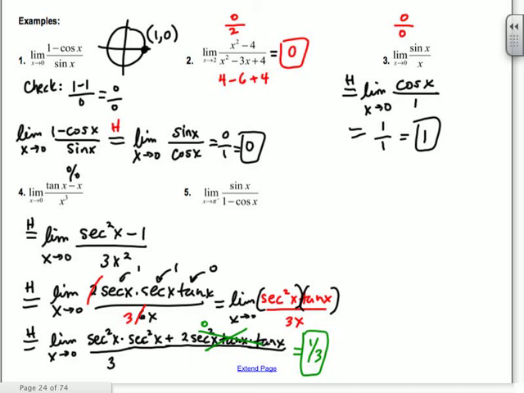Okay, this one, the limit, you're just approaching from the left, which is fine. So left and right-hand limits work the same way. So when you plug in pi, think about your unit circle. Pi's over here. That's the point (-1, 0). So sine is 0, cosine is -1.